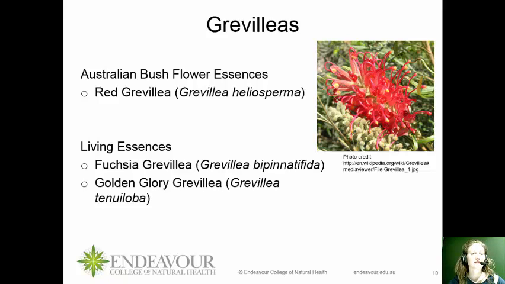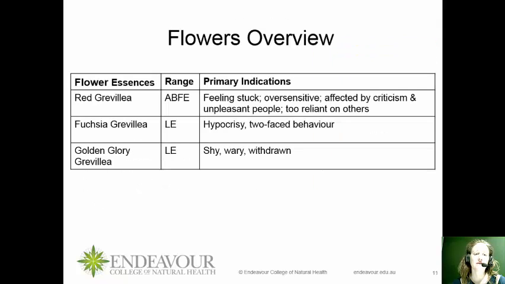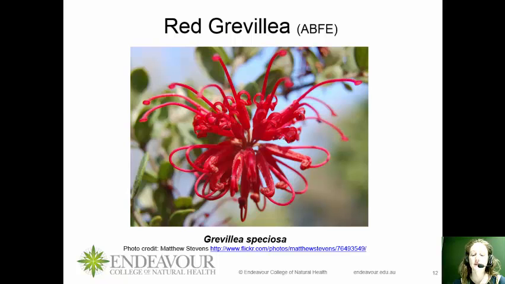Grevilleas. So there are a couple of grevilleas. We've moved past the emblems now. We're just going to go into a few of the grevilleas, and this will be it for this section. So we have red grevillea, and then fuchsia and golden glory. And as we go through, I want you to see, because these are the same plant families like we've always been doing, what are the doctrine of signatures? So when you look at these flowers, what's the first thing that stands out?